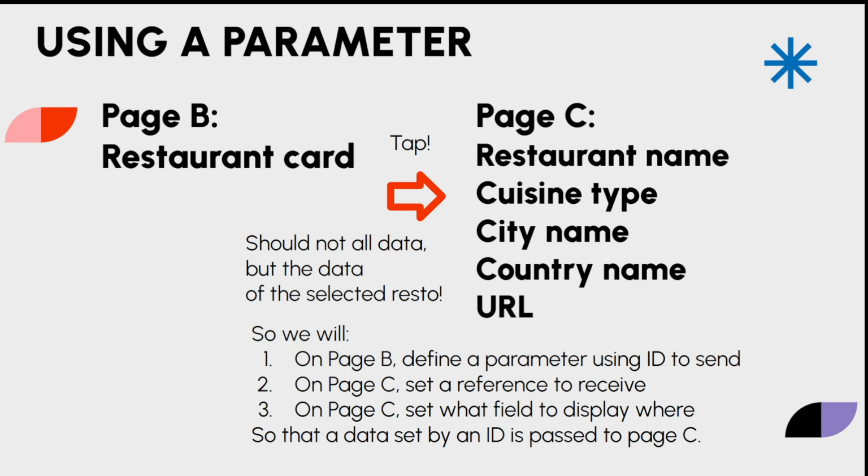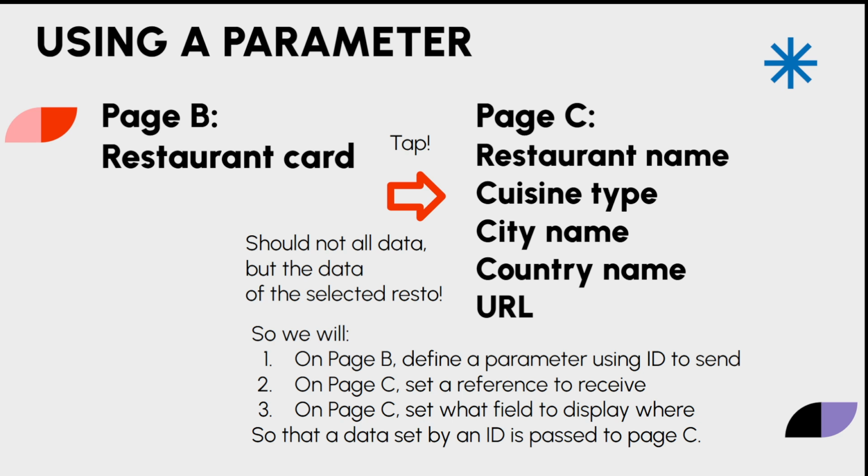Now, why are we using an ID here? Do you remember when we looked at our data, there was that unique ID automatically assigned to each restaurant record, for each row in the database? This ID acts like a perfect messenger. Sure, we could try to send each piece of data individually from page B to C, like sending the restaurant name as one parameter, the cuisine type as another, the city as another, and so on. But that gets complicated quickly.